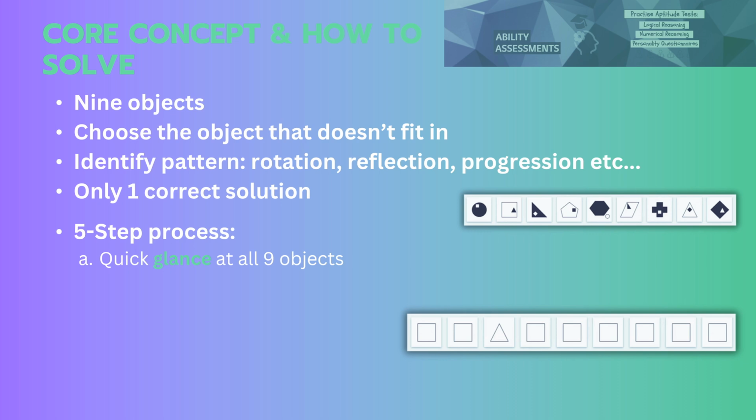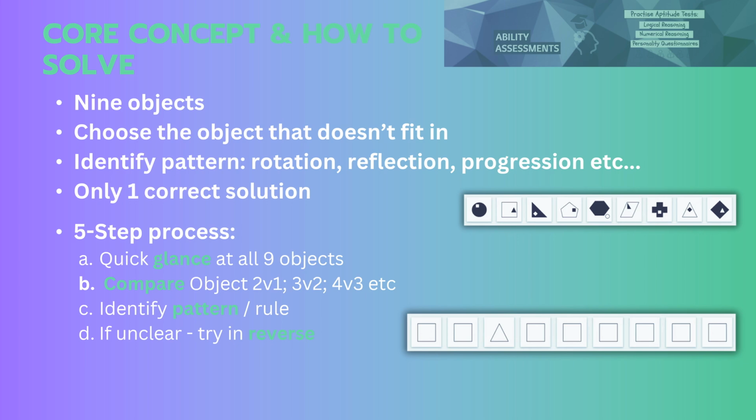However, when it's not so obvious, then have a look at the second object. How is it different from the first object? Then do the same for the third object against the second object. And keep doing this until you determine a pattern. Ideally, use the first few objects to determine a pattern and then test your theory by checking it fits with the remaining objects. If, however, you still can't identify the pattern, then do the same thing in reverse.